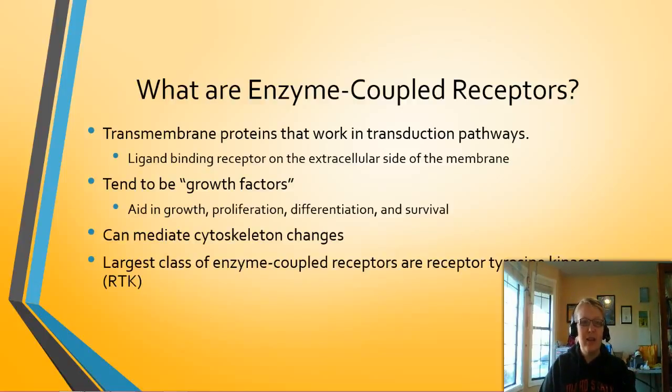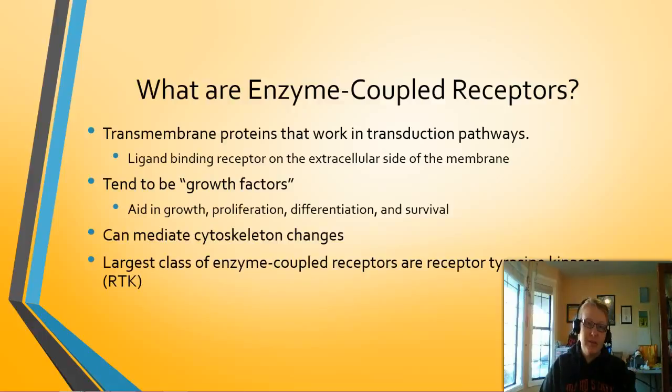And what they are is they're transmembrane proteins, and they work in transduction pathways. As opposed to GPCRs, which have 7 pass-throughs, these enzyme-coupled receptors tend to only have 1, which means that they typically form a dimer when they bind to their signal, and we'll talk about that in the next slide.